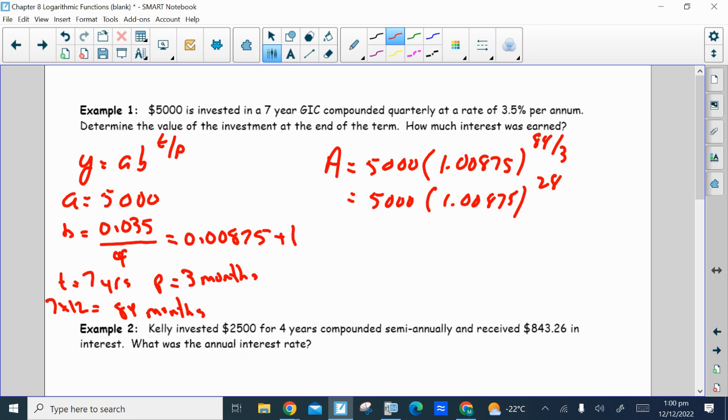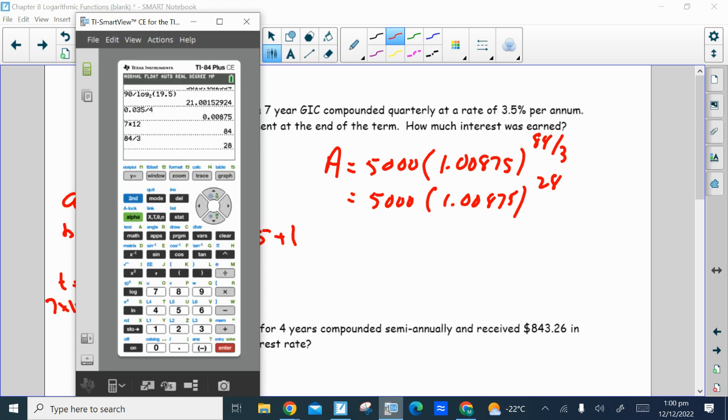Instead of worrying about T and P, what are they, making sure they're in the same units, you could have got the exponent by just using some logic. It's compounded quarterly, which is 4 times a year for 7 years. The interest will be calculated 28 times. And that's what we got when we divided T by P. So now we can just go to our calculator and punch this in.